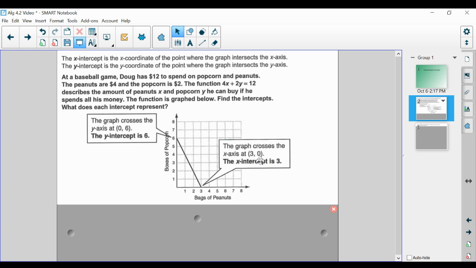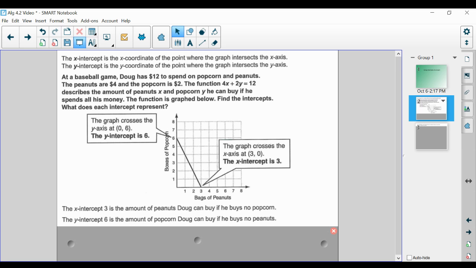How many bags of peanuts can we buy if we buy no boxes of popcorn? So since the x-intercept is 3, 3 is the amount of peanuts Doug can buy if he buys no popcorn. And again, the y-intercept is 6. That's the amount of popcorn Doug can buy if he buys no peanuts.